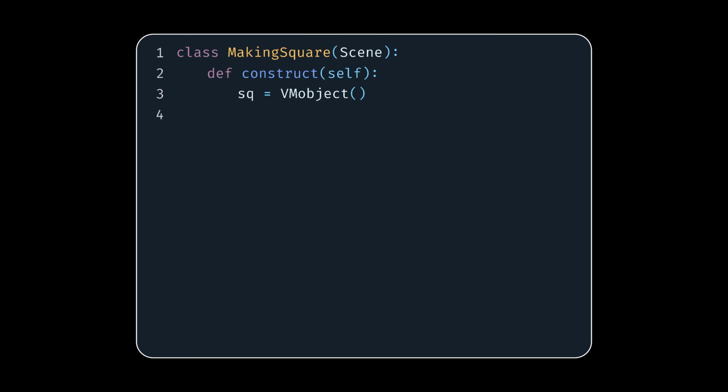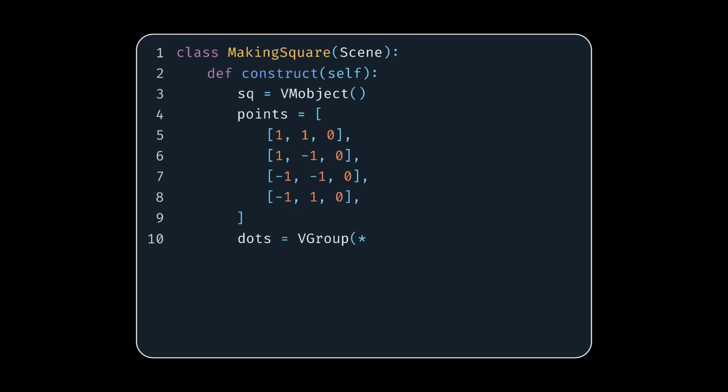So first, we will define a class MakingSquare that inherits from the Scene class, and then we are going to override the construct method. Let's instantiate a VMobject with a variable sq and arrange some points as follows. To visualize these points, I'm using the Dot class, or the Dot VMobject, which takes the position of a point, and I'm grouping all the dots with the help of VGroup.